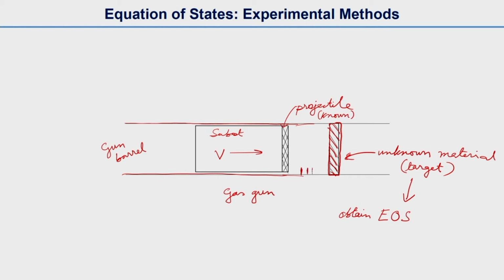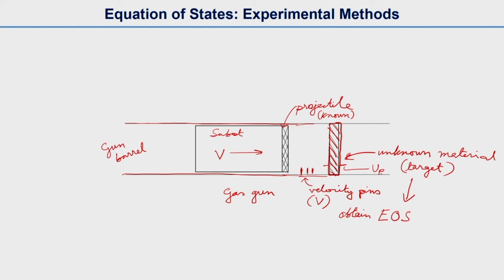So, these pins are kept for velocity measurement, the velocity pins. They will measure the projectile velocity v, and then there will be some pins here as well, and probably under this surface these pins will give us the particle velocity u_p.